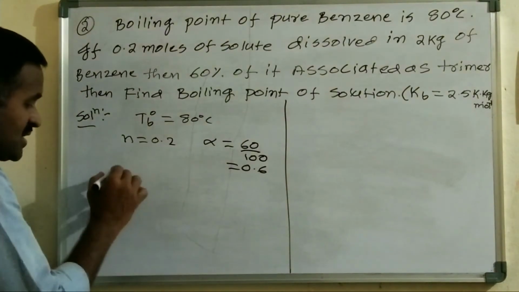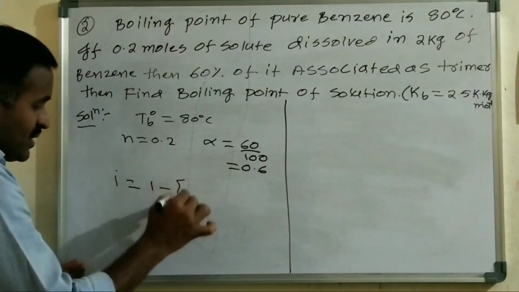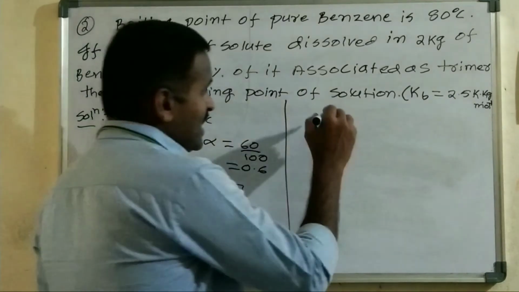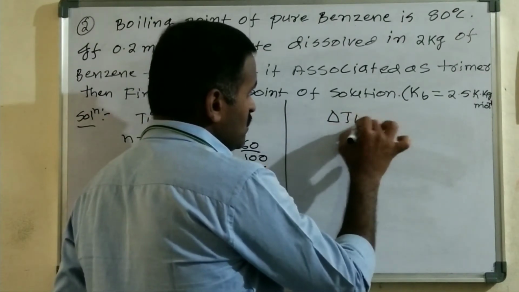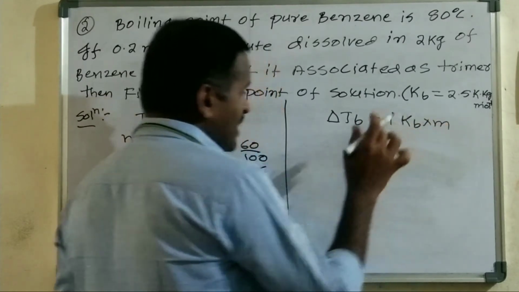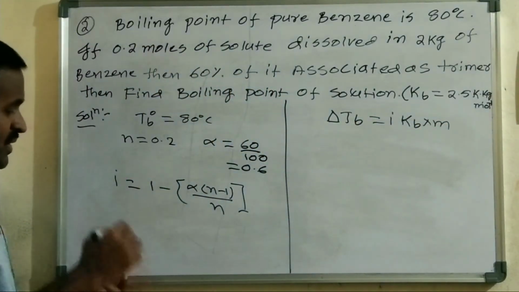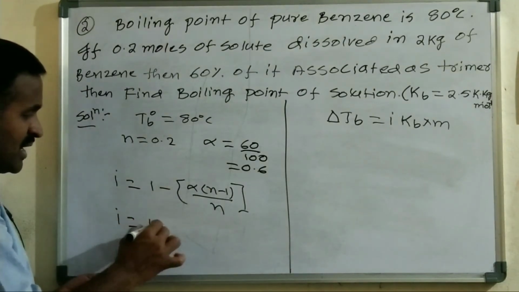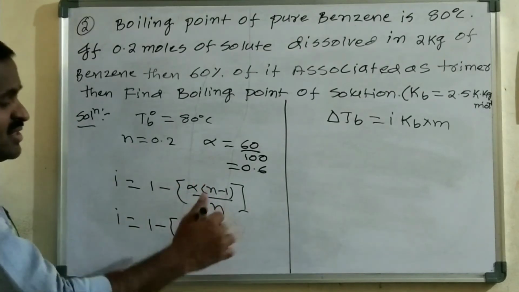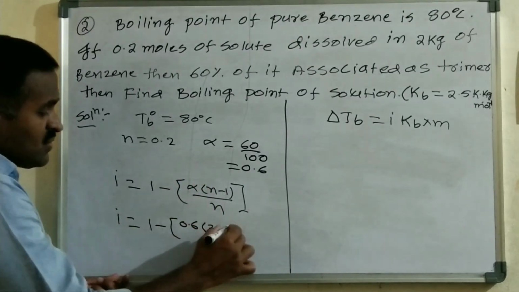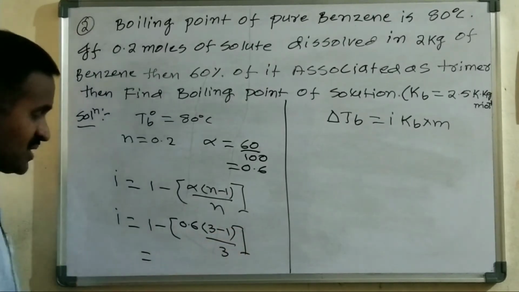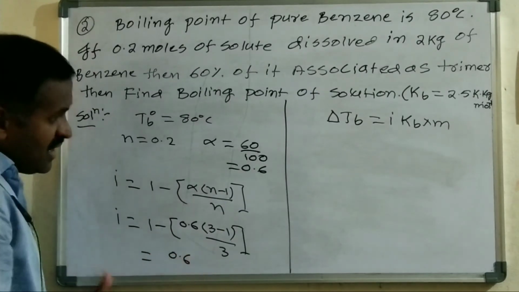Here the Van't Hoff factor i is equal to 1 minus alpha into (n minus 1) divided by n. Delta Tb is equal to i into Kb into m. So that i value you can substitute. i is equal to 1 minus alpha, which is 0.6, and here n, trimer means n is 3, so 3 minus 1 divided by 3. After simplification, 0.6 is the i value.